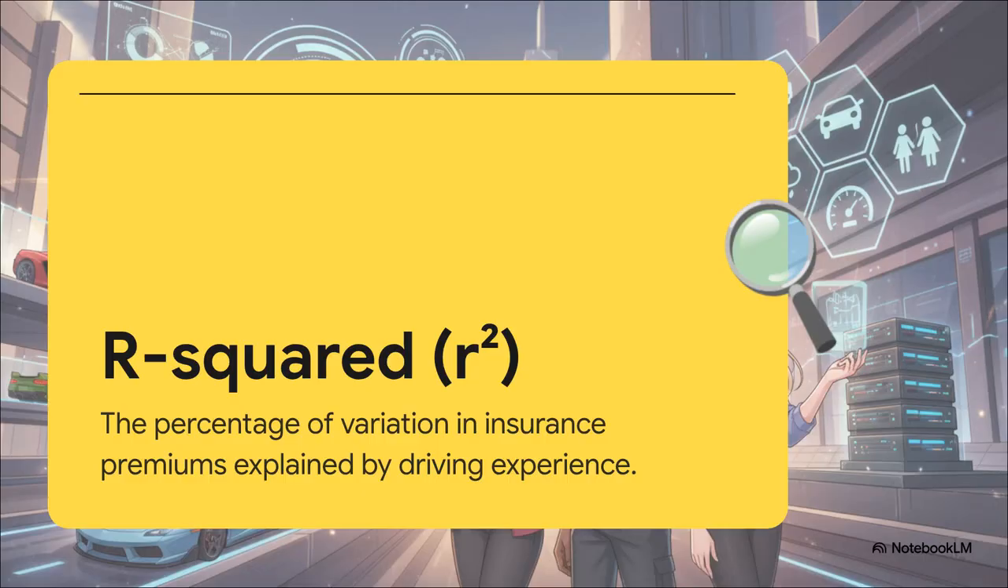So what does 59% actually mean? It means that almost 60% of the reason why some people pay more and some people pay less for insurance is explained simply by their years of driving experience. That's actually a huge deal. But it also tells us that the other 41% is caused by other stuff, like your driving record, the car you drive, where you park it at night, all that. So our model is really useful, but it's not the whole story.